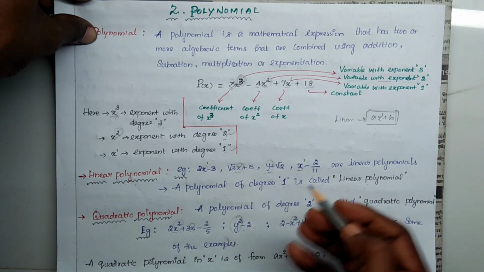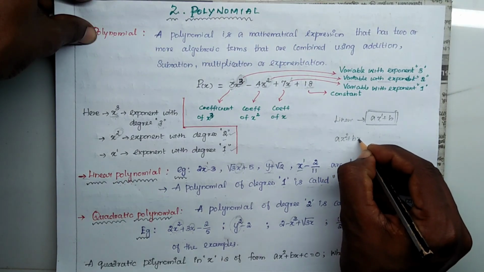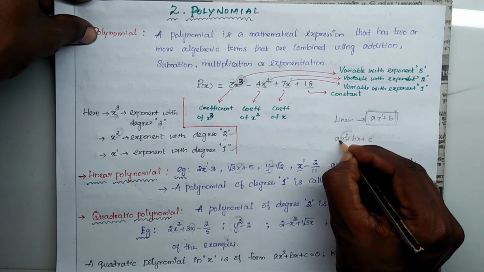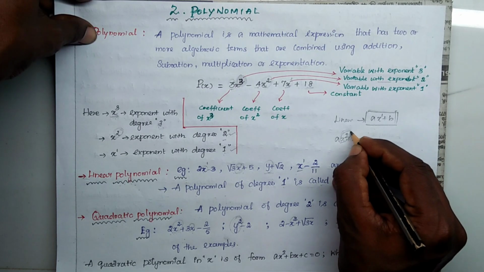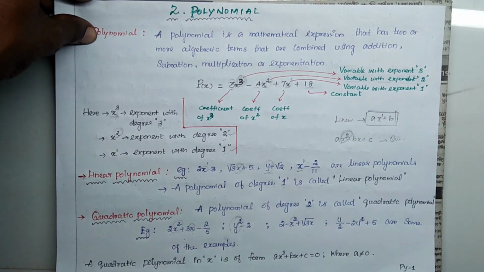Now we know the quadratic equation is in the form of ax square plus bx plus c. Here the degree of x is 2; the highest degree is 2. If the highest degree is 2, it is called a quadratic polynomial. Now we have taken a polynomial expression which is in the form of x.